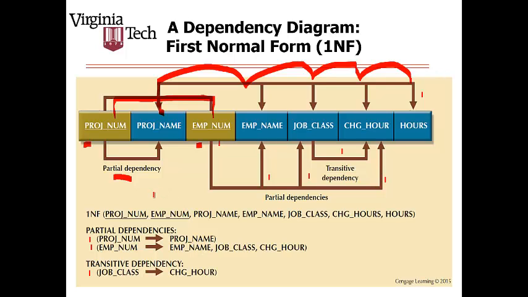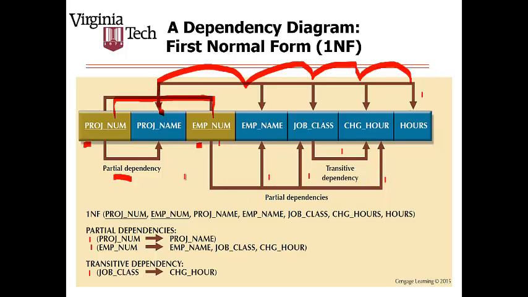But this relation contains dependencies that are not appropriate. First off, let's say this relation is in first normal form. It's in first normal form because it has a key and it has no repeating groups. Right? Therefore, we are in first normal form.